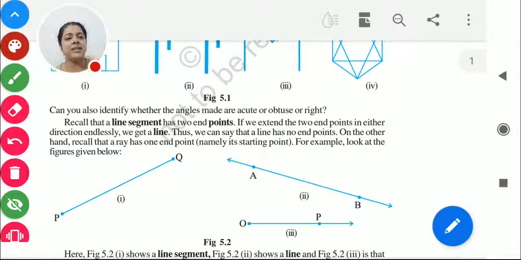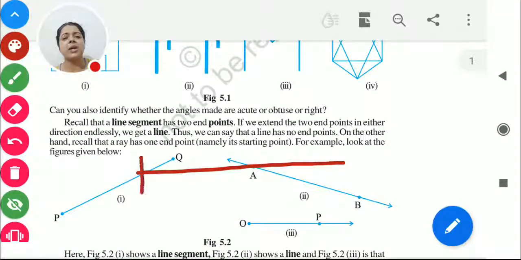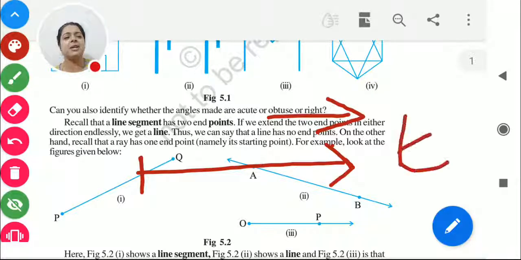Now coming to the next one, what exactly does it have? It has one endpoint and one arrow. I think you know the meaning of an arrow. An arrow means it moves in a particular direction. If it has an arrow towards each side, it can increase to any level. It can go endless, to the eastern side.